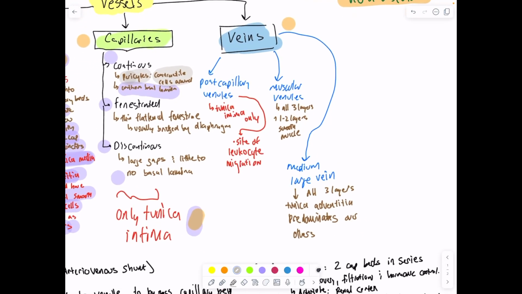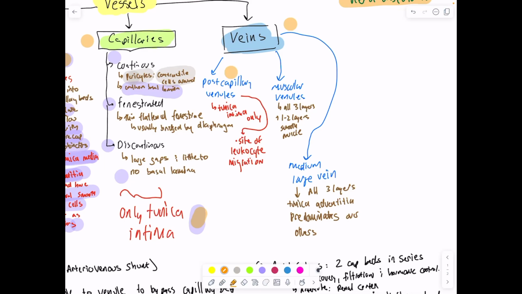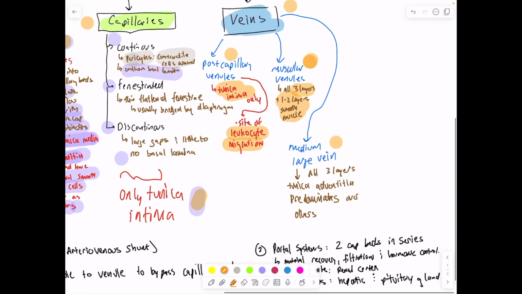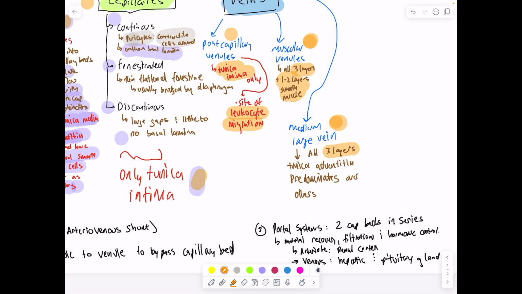Then we have our veins. We're looking at 3 different types: postcapillary venules, muscular venules, and medium and large veins. Our postcapillary venules are like our capillaries. They have the tunica intima only, and they're importantly the site of leukocyte migration and inflammatory response. So our leukocytes will leave vessels at our postcapillary venules. Then the next one is our muscular venules. You have all 3 layers again, with 1 to 2 layers of smooth muscle, similar to the arterioles. And then we have the medium and large veins, which have all 3 layers. The tunica adventitia is predominant in size over the other layers.